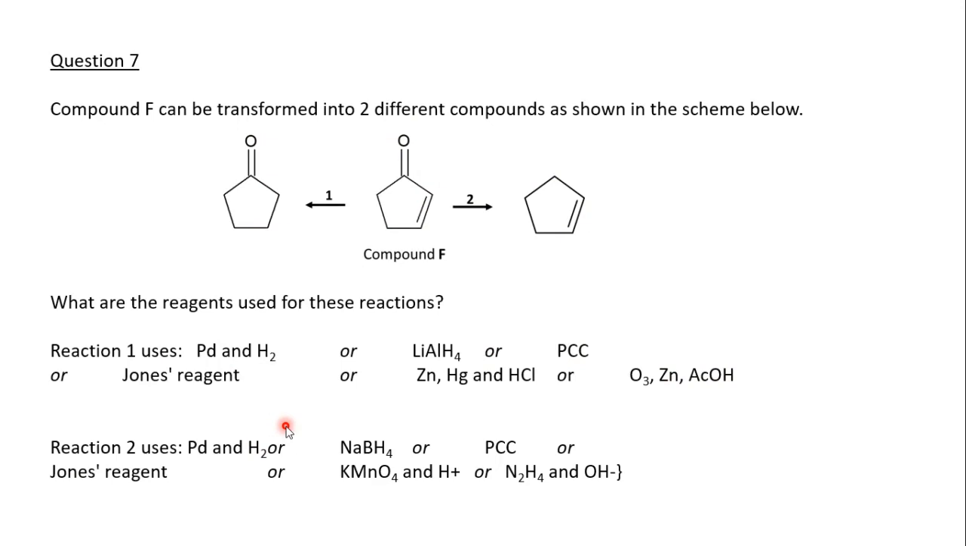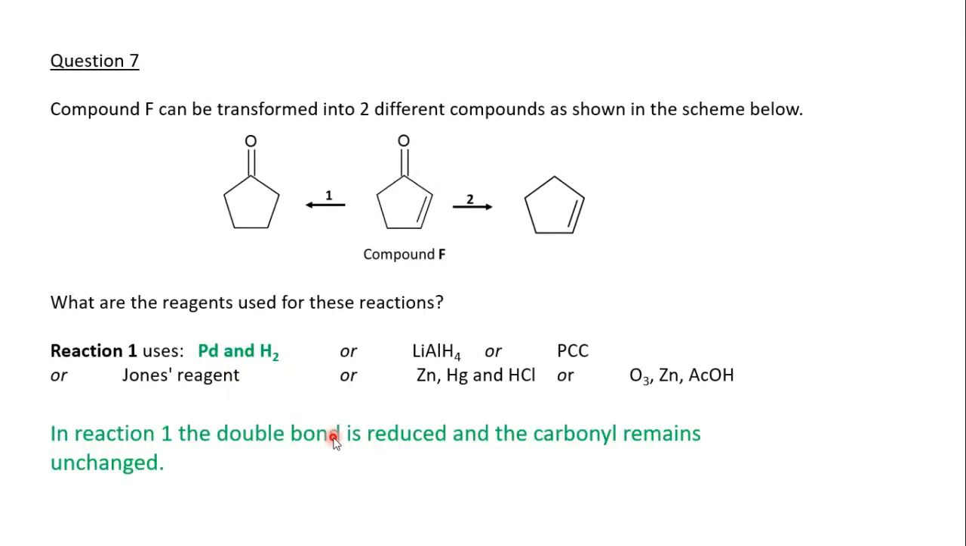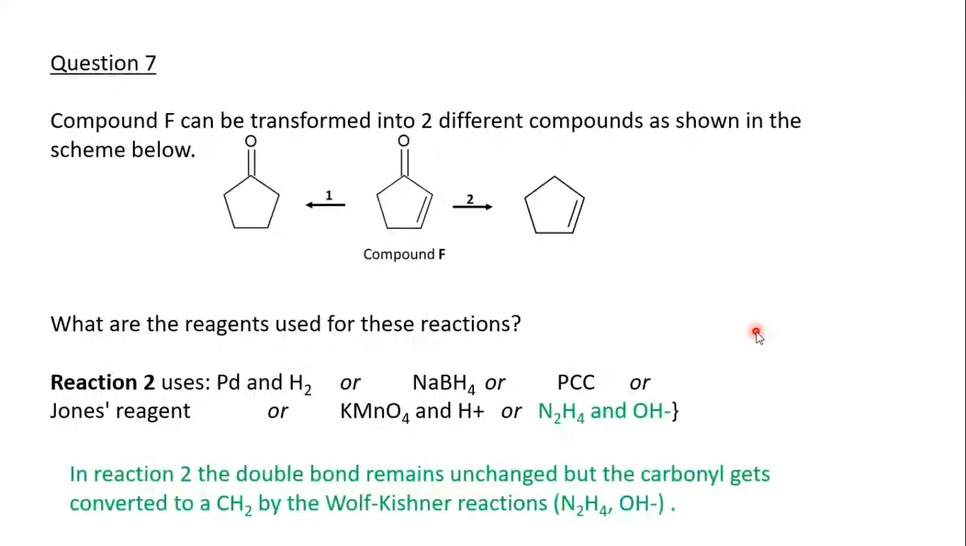Palladium with hydrogen. It's going to be our transition metal palladium and hydrogen that reduces the double bond but leaves the carbonyl group unchanged. So that's for reaction 1. For reaction 2, we want to do the opposite. We want to get rid of the carbonyl and leave the double bond. The reagent that's going to do it is hydrazine and hydroxide. It's not going to be the palladium.